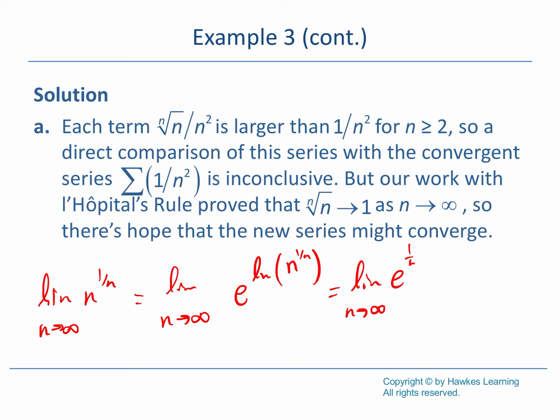e to the 1 over n times ln of n. And then you can do L'Hopital's rule on this part. You've got ln of n over n. You could do L'Hopital's rule. You see that this part approaches 0, and then the overall one would approach 1. Well, e to the 0 is 1.